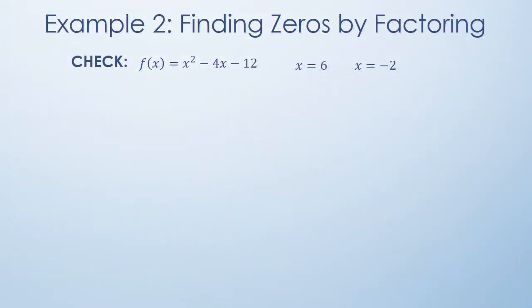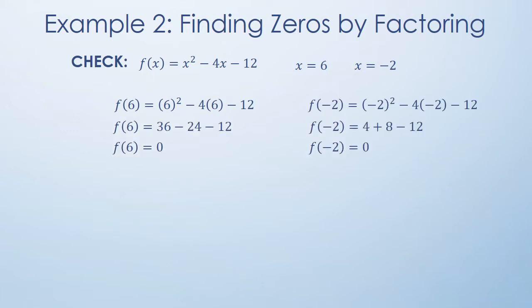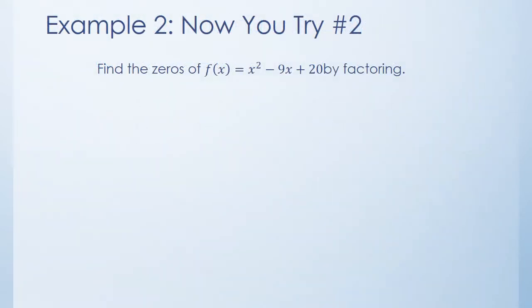And then you check it. Just plug the values you got back into the equation and do the math. Okay? When you do the math, they need to both equal 0. That's how you know you found the zeros. Check it to make sure you're right. Now you try number 2. Find the zeros by factoring. Answer it online.